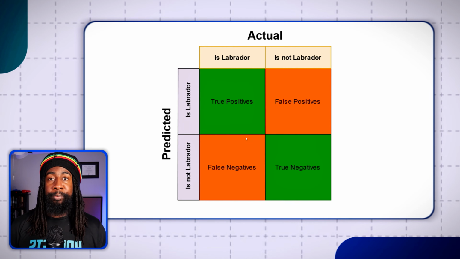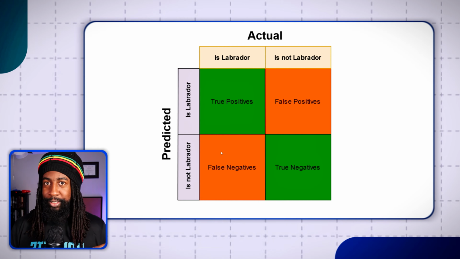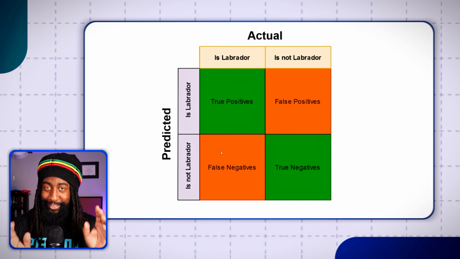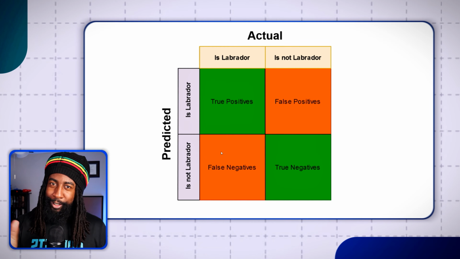So the machine learning algorithm guessed incorrectly, but specifically when it guessed yes incorrectly, where the actual data was no. Then on the bottom left, you have quite the opposite of your false positive, which is your false negative. This is when the machine learning algorithm says this is not a Labrador, but your actual data says this is a Labrador. So almost the inverse.